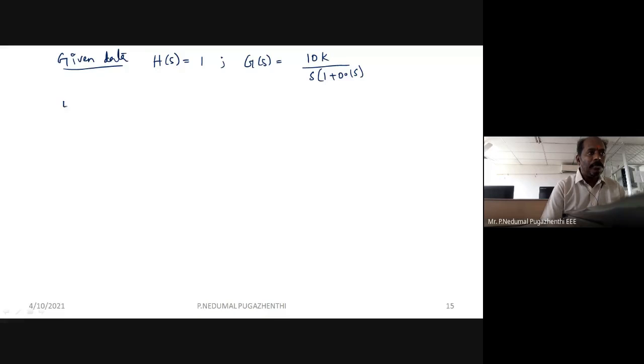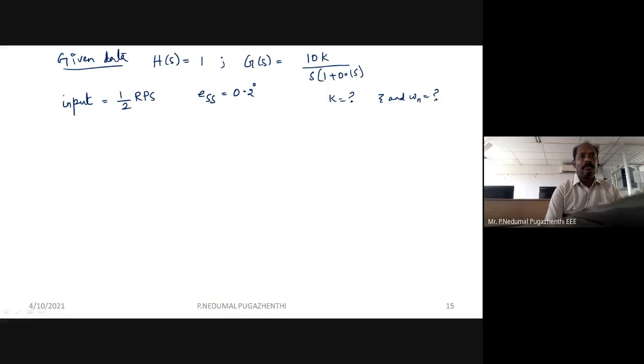And what is the input provided? The input is provided as input velocity. We will straight away write it as 1 by 2 RPS. Since it is RPS, it is going to be velocity. So input velocity is 1 by 2 RPS. This is another data. What is the steady state error provided? Steady state error should be 0.2 degrees. They are asking what is the value of K, and what is the value of zeta and omega n, damping ratio and natural frequency, and damped natural frequency.